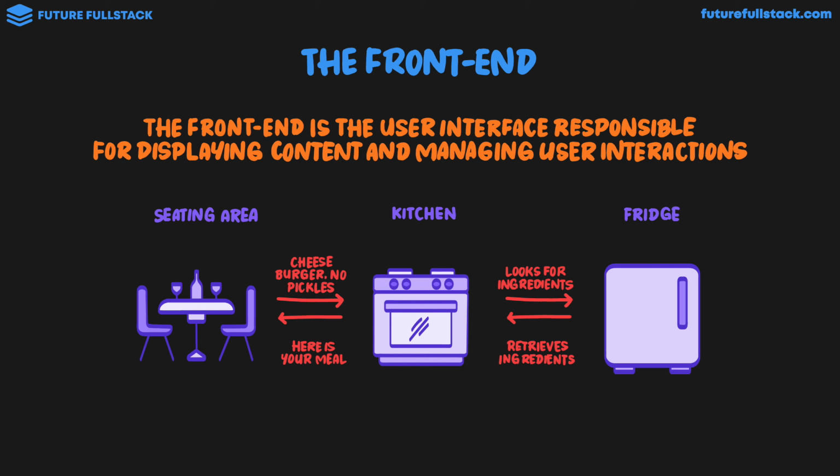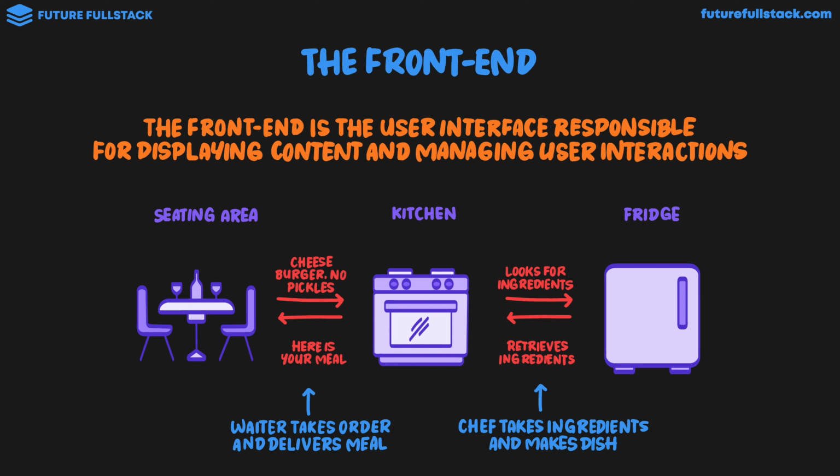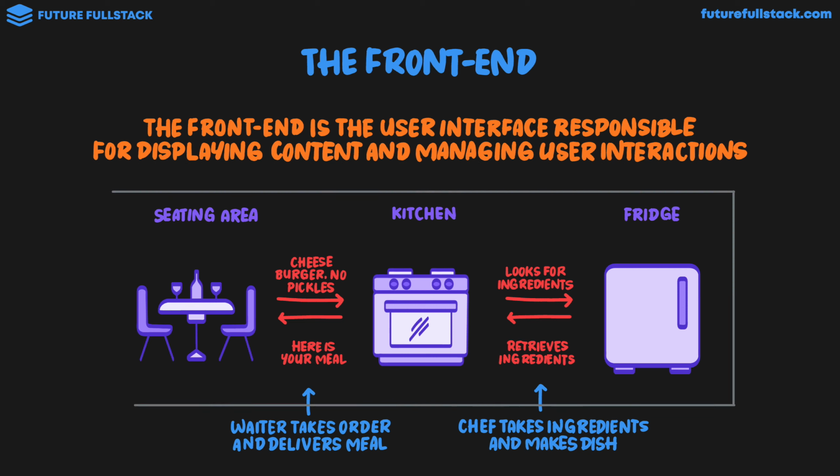The interaction between the seating area and the kitchen is the waiter takes the order and delivers the meal. And the interaction between the kitchen and the fridge is the chef takes ingredients and makes the dish. This configuration gives us a fully fledged restaurant. So far, we've taken a bottom-up approach, building up from the database to the front end. We're now going to travel top-down to complete all the different types of configurations.